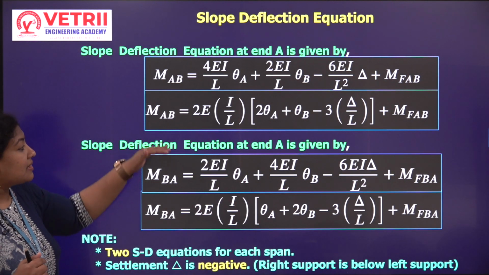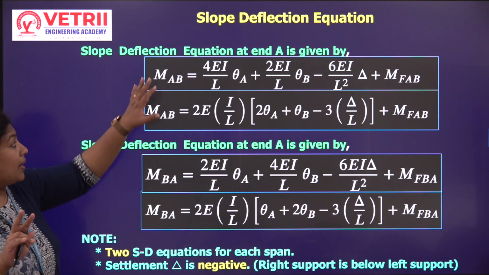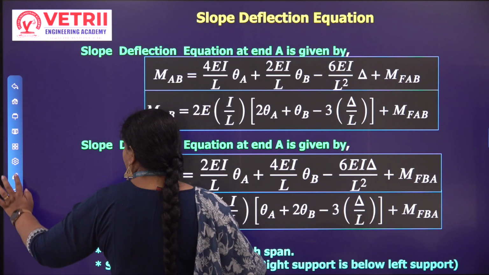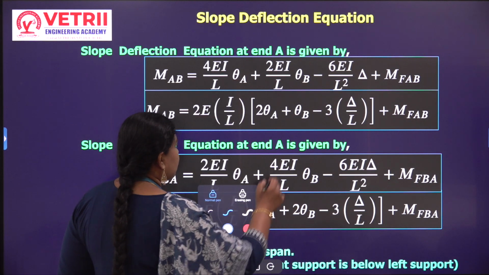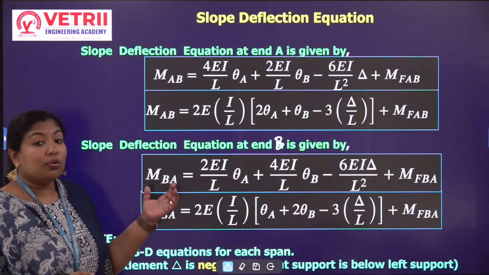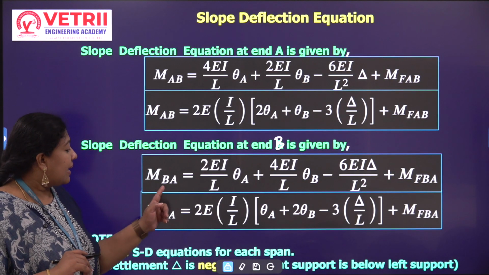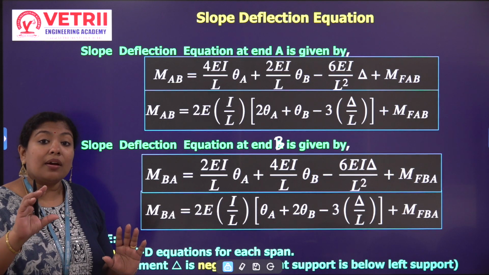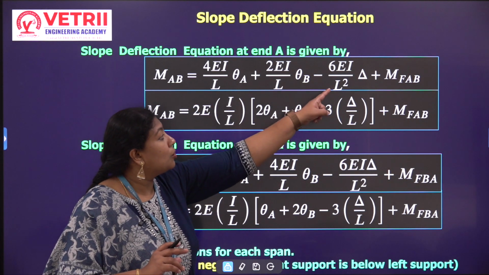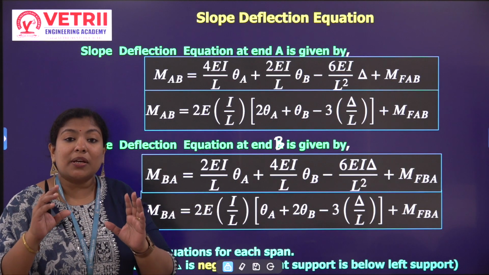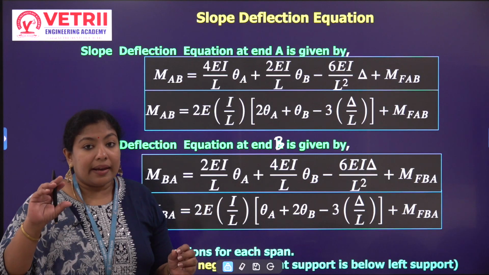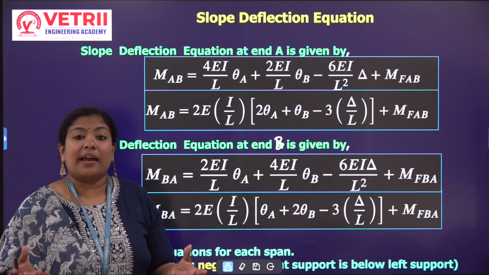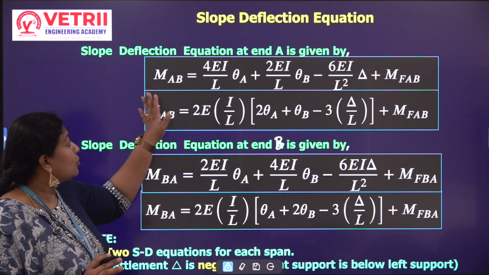Okay, and this is the final equation. I can write 2 equations, one at the end A, another at the end B. So this is at the end B. Now here, MAB and MBA are the 2 ends. So 2 equations I can write, each containing 4 terms, as seen earlier: 1, 2, 3 and 4. Each term is because of one: rotation at A alone, another is rotation at B alone, another is sinking of support, and another is the fixed end moments. So adding the 4 terms, I am writing the slope deflection equation.